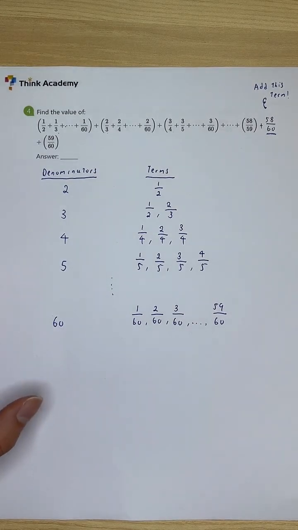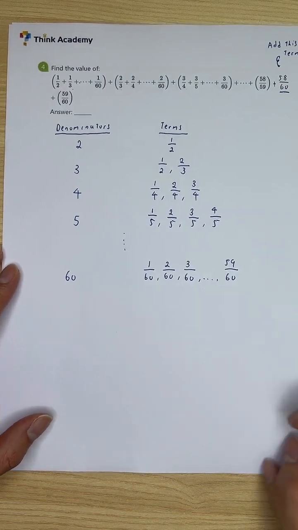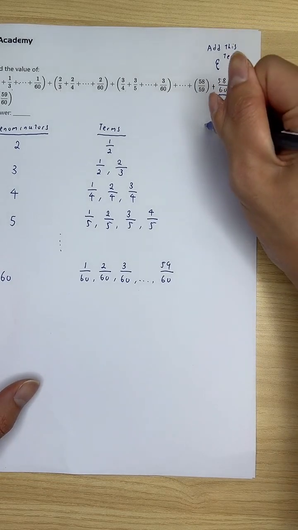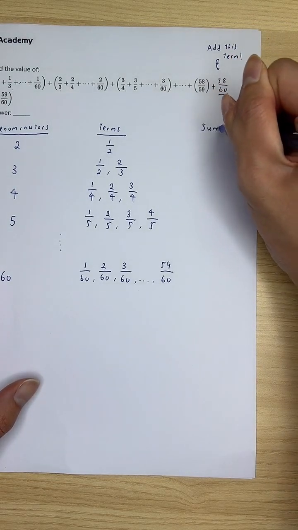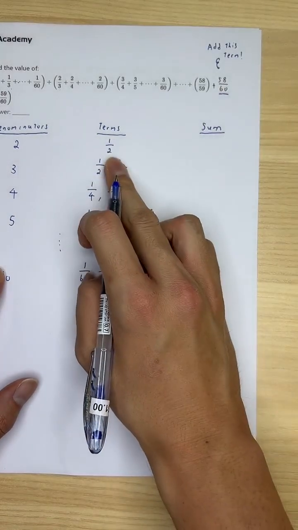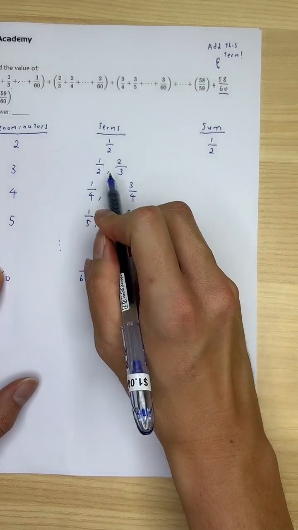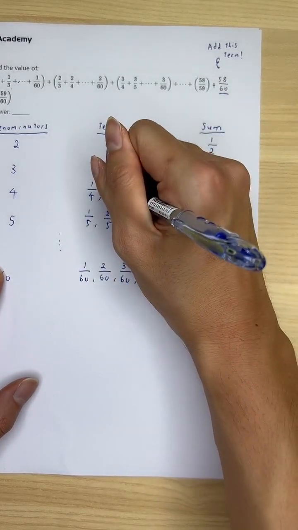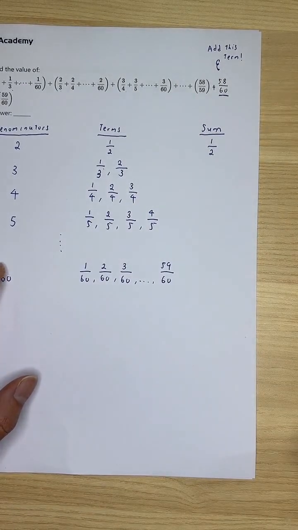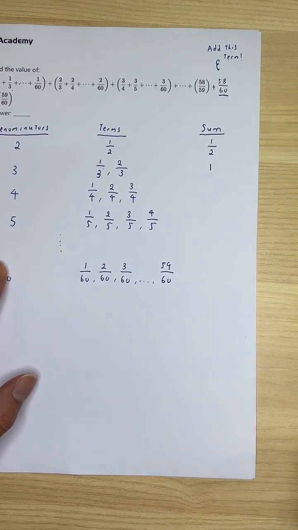Alright, we have seen this pattern over here, and we are going to find the sum of it. How are we going to find a sum? We are going to have another column called sum. Naturally, half is just going to be half. What about this one? 1/3 and 2/3. Well, 1/3 and 2/3 is just going to be 1. We can write that down as 1.